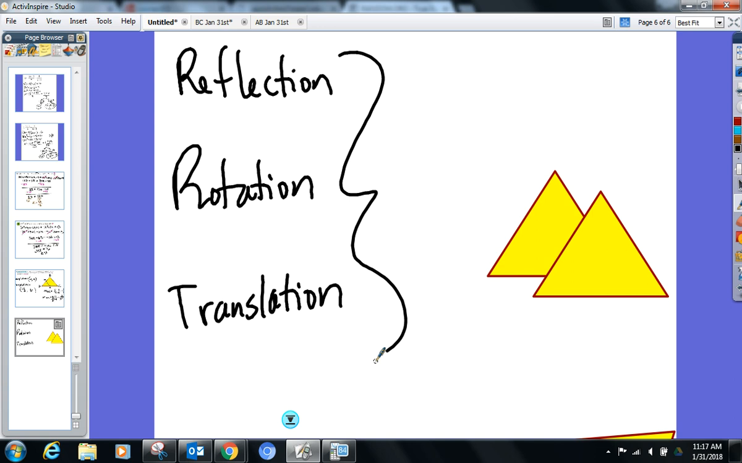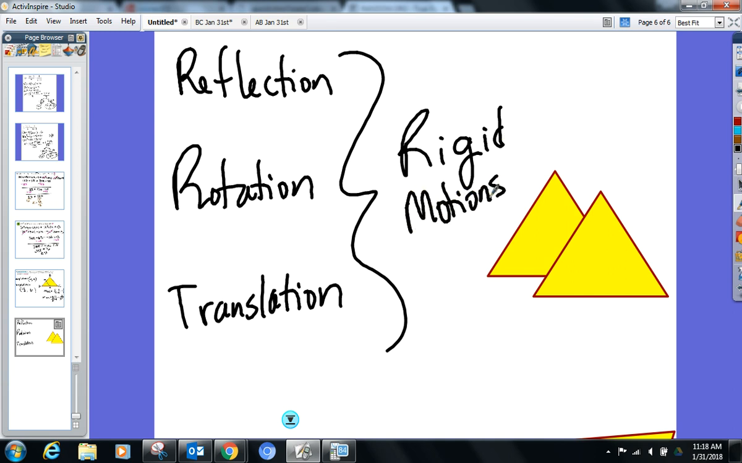But because they made the result congruent to the original, we called them rigid motions, yes. Okay? Anything that makes an original congruent to the image, we called it rigid motion. Which transformation did we not put up there when we did these? Dilation. Why not? They're not congruent. So dilation's not a rigid motion.